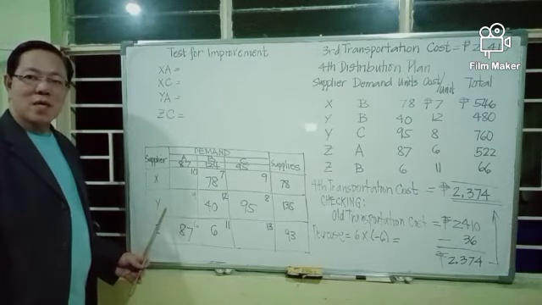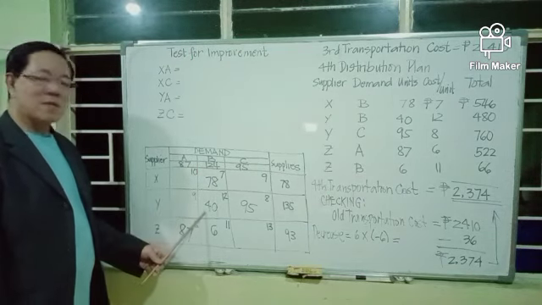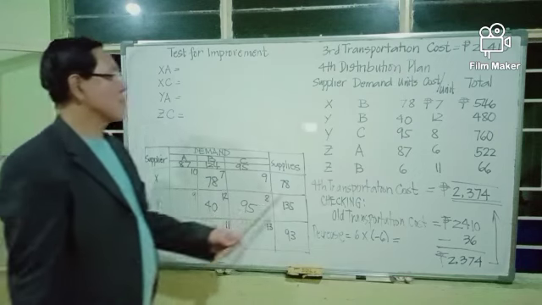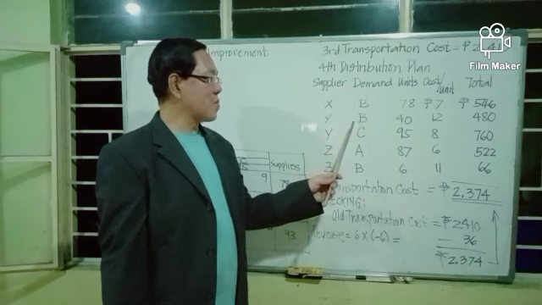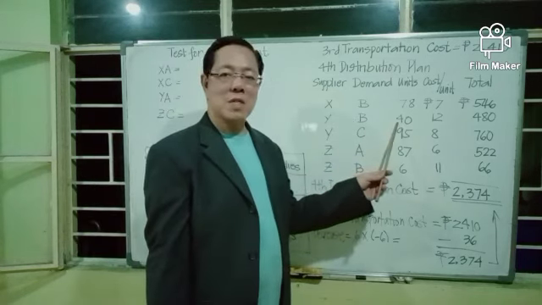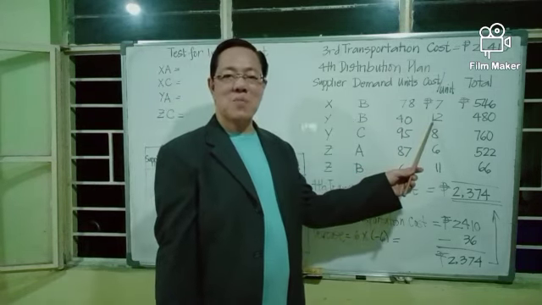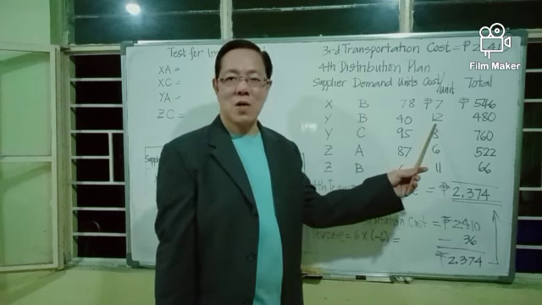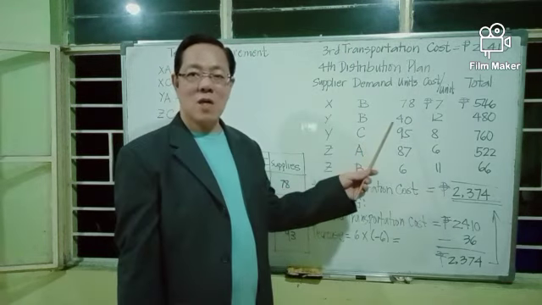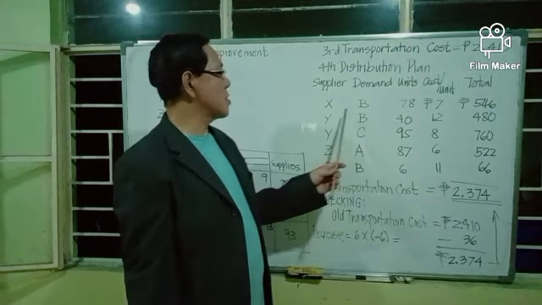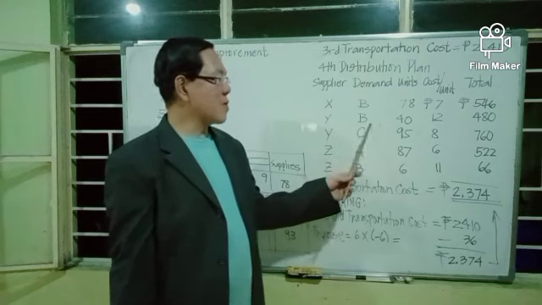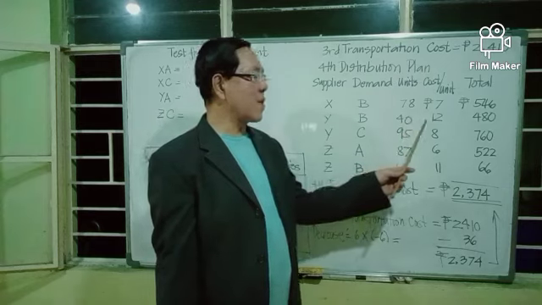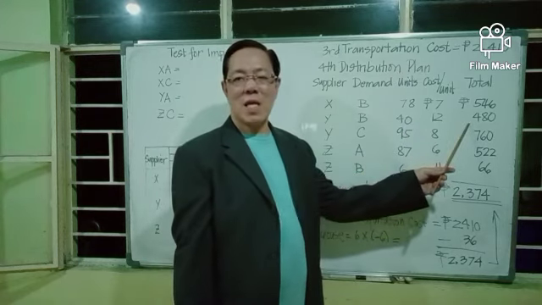From supplier Y to customer B, we supply 40 units and the transportation cost per unit is 12 pesos. So the total cost of transporting 40 units from supplier Y to customer B at 12 pesos per unit is 40 multiplied by 12 equals 480.